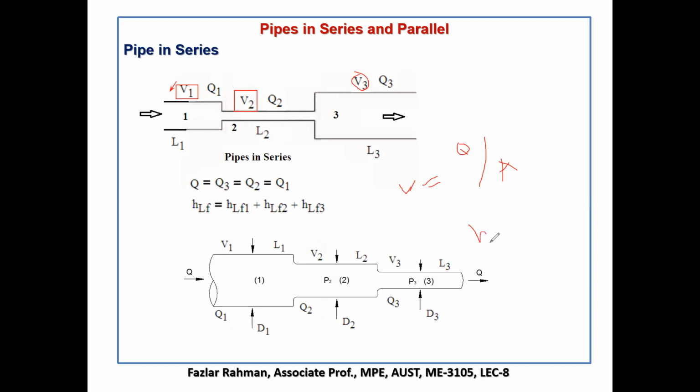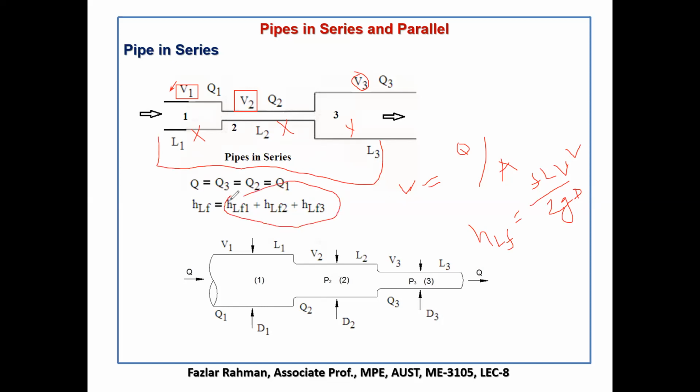And what is the hf? hf equal to f L V square by 2 g D. D is the diameter of the pipe. So you see V is different in different sections. That's why the hf, that means frictional head loss, is not the same in different sections. But if you would like to figure out the total head loss from here to here, it will be the summation of all head losses in the whole section. Okay. So if two pipes are in series, then you need to apply this formula.